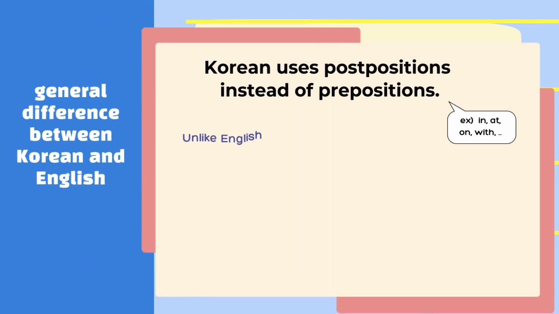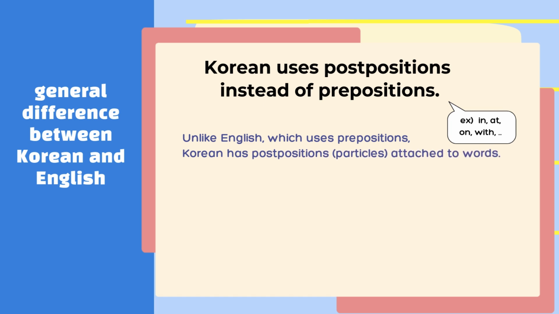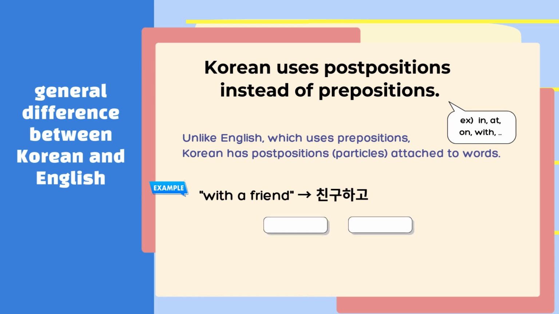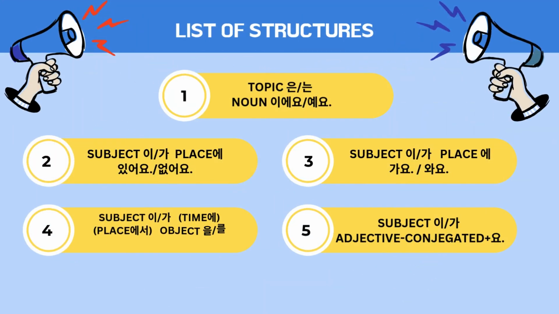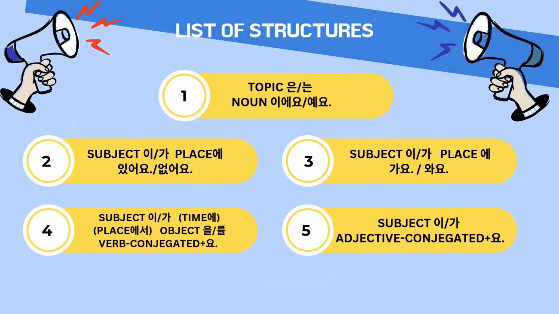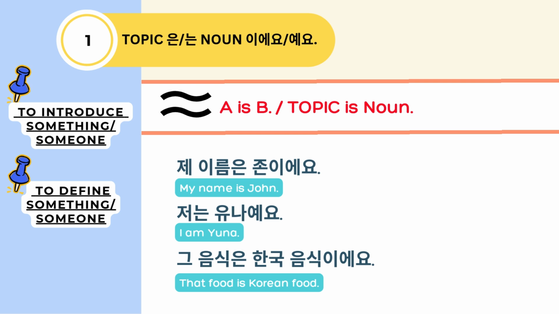4. Korean uses postpositions instead of prepositions. Instead of prepositions, Korean attaches postpositions to words. Example, with a friend. 친구하고. In English, with comes before the noun, but in Korean, 하고 comes after. If you understand these differences, Korean sentence structures will make a lot more sense. Now, let's start learning the basic sentence patterns.